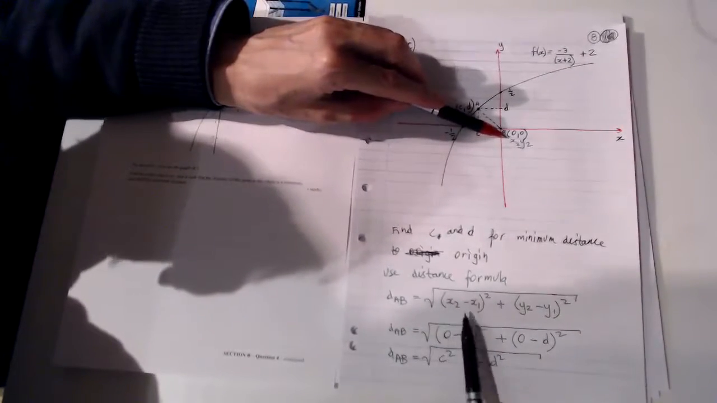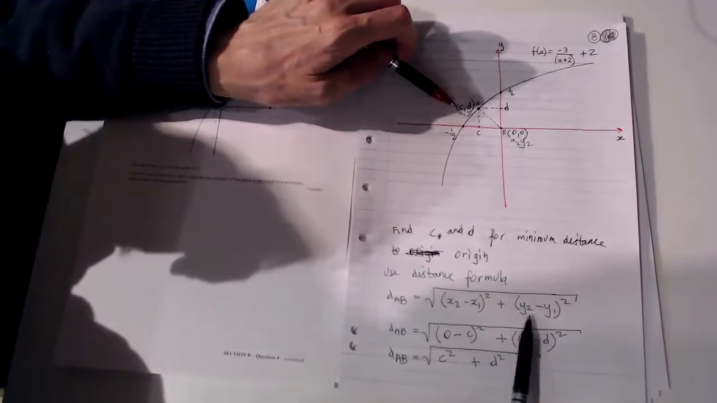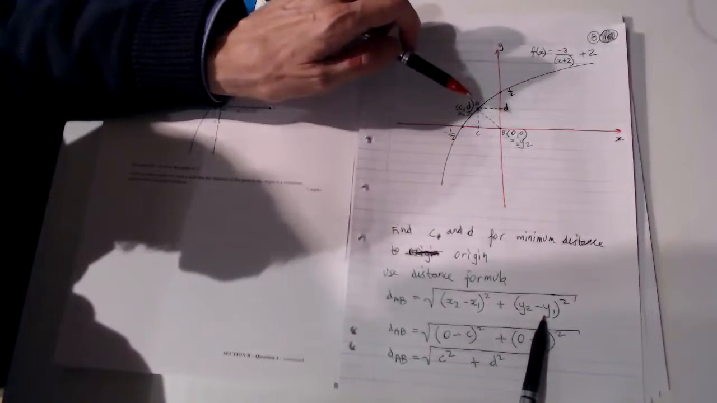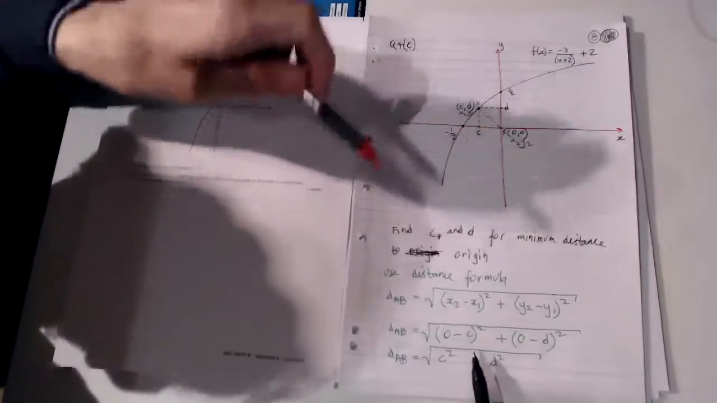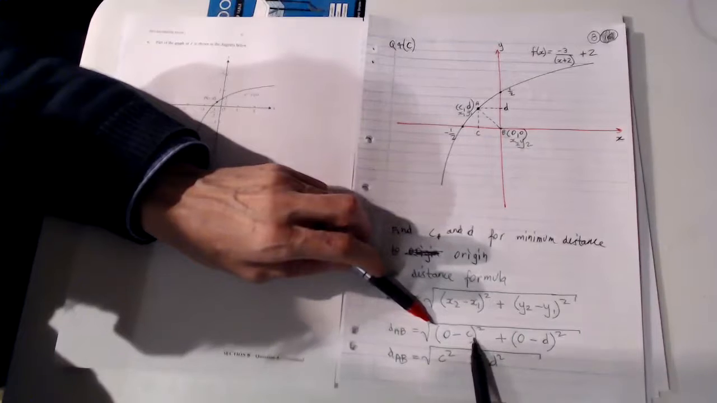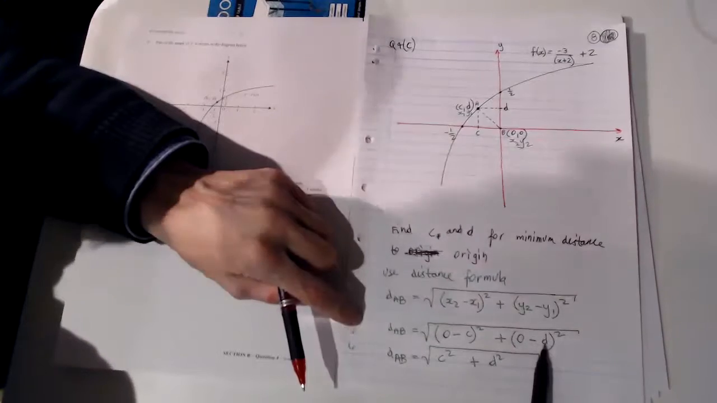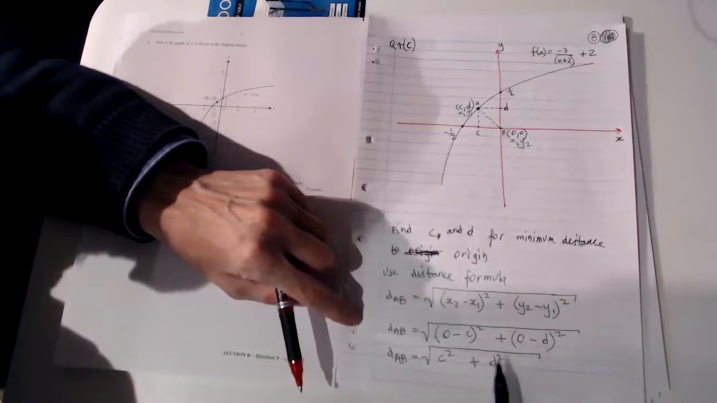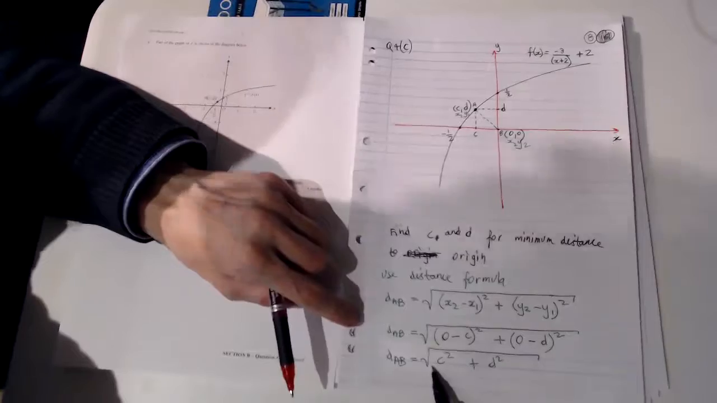So what's x2? x2 is 0 minus x1, which is C, all squared, plus y2, which is 0, minus y1, which is D, all squared. And that boils down to 0 minus C, negative C, all squared, which is C squared, plus 0 minus D, negative D, all squared. Negative D all squared comes out to D squared. So that's the distance AB.